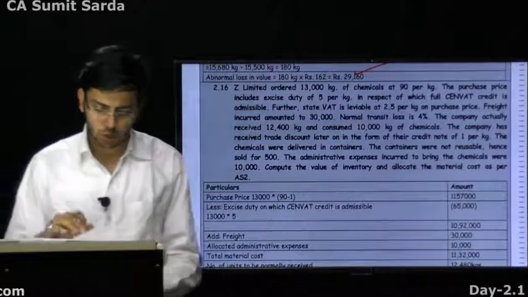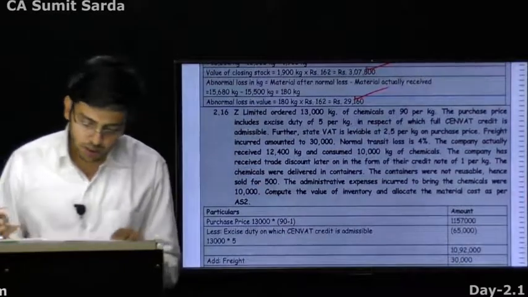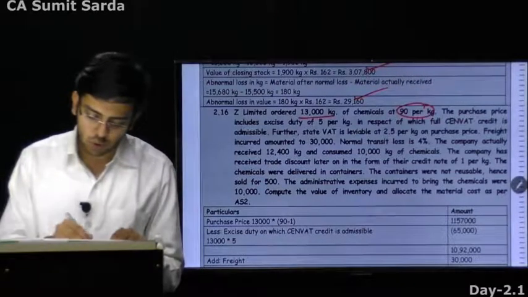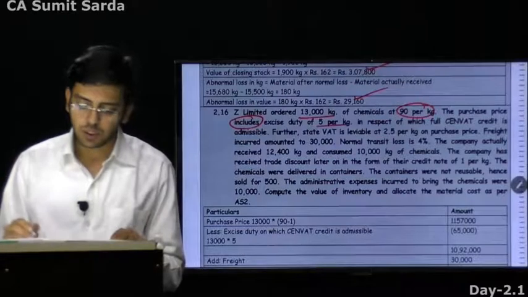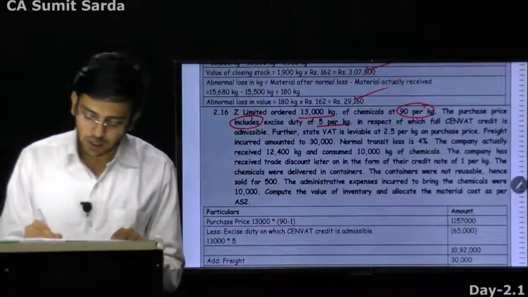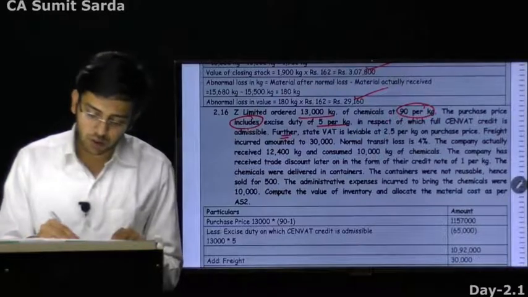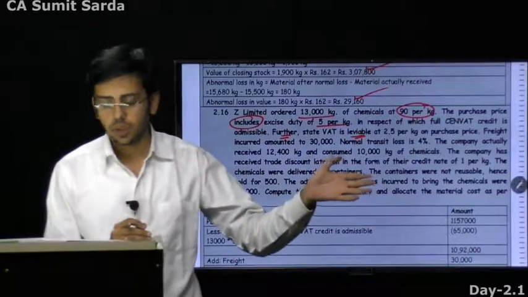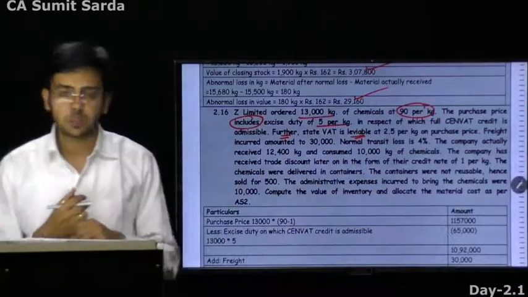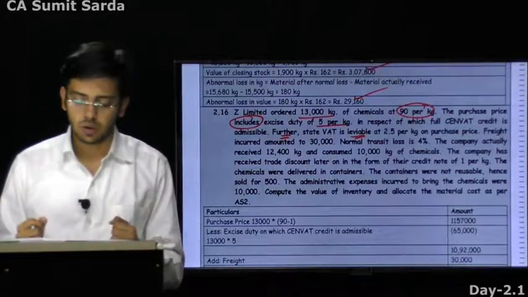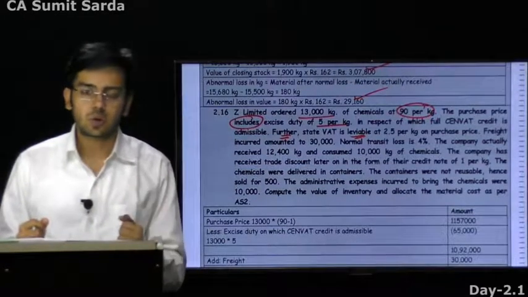Okay, no, there are some more terminologies. We'll look at the question. Z Limited ordered 13,000 kgs of chemical at 90 per kg. Purchase price includes 5 rupees per kg in respect of which full CENVAT credit is admissible. Further, state VAT is leviable. Leviable means it is not included at 2.5 per kg in the purchase price. Now they haven't told whether the VAT credit is admissible or not. I mean, whether input VAT is available or not.